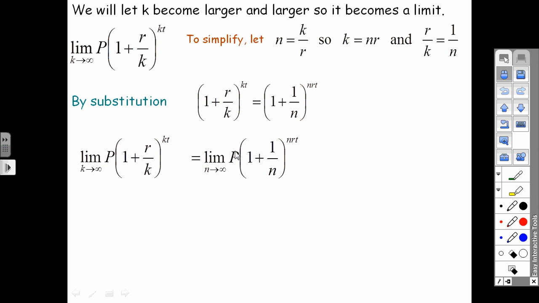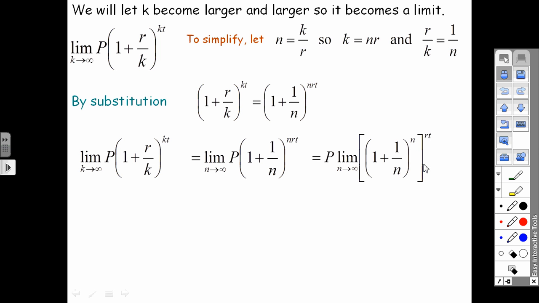Okay, so now I'm going to do a little fancy footwork here that you need to understand: with limits, if you are multiplying by a constant, you can pull that in front of the limit. Don't worry, you'll learn all this next year. Okay, and then using my properties of exponents, if all three of these are multiplied together, I can rewrite it as this whole thing raised to the n and then raised to the rt power.